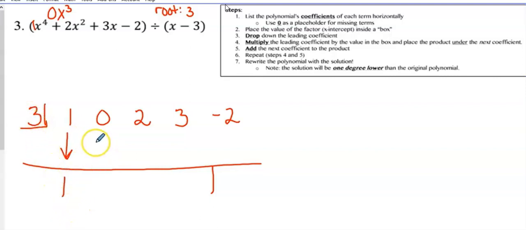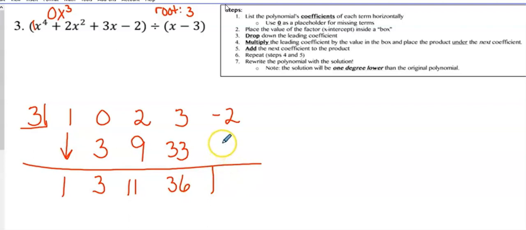3 times 1 is 3. 0 and 3 is 3. 3 times 3 is 9. 2 and 9 is 11. 3 times 11 is 33. This is going to get big. 3 plus 33 is 36. And then 3 times 36 is 108.